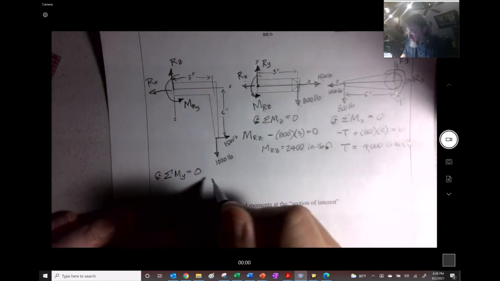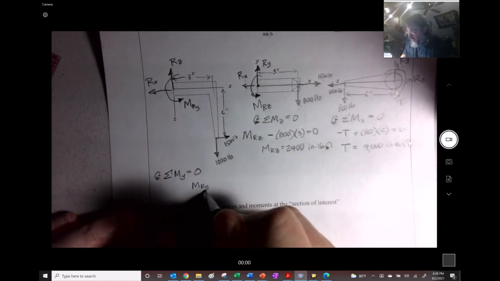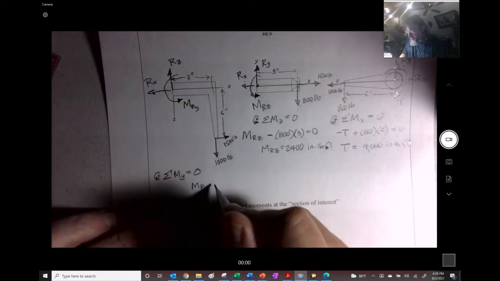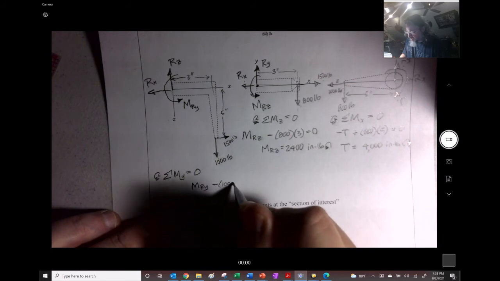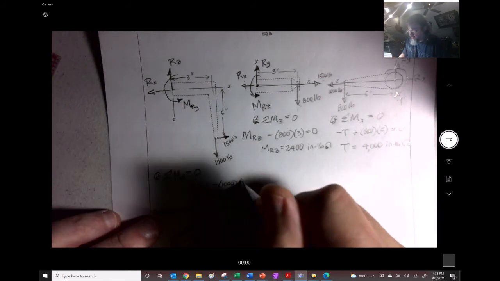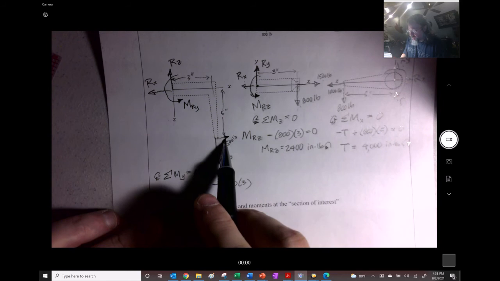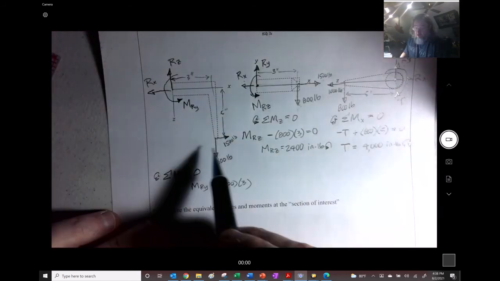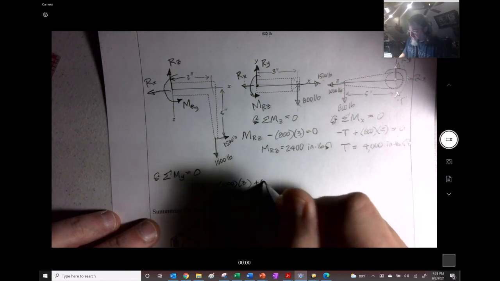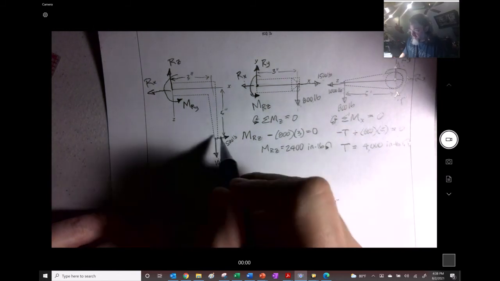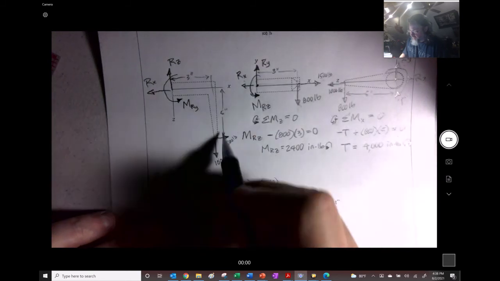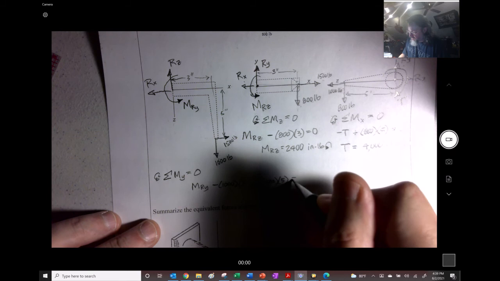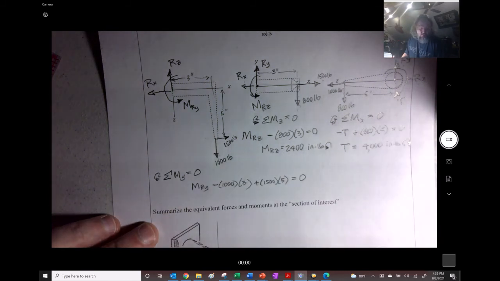So I'll write out that first one, MRY, and then I'll apply this one first. And that's going to be clockwise, I said. So it's minus 1,000 times 3. And then this one's going counterclockwise, right? It's going to go that way right there. So it's going to be plus 1,500. And then the distance that's perpendicular to its sense is 5. And we get equals to 0.